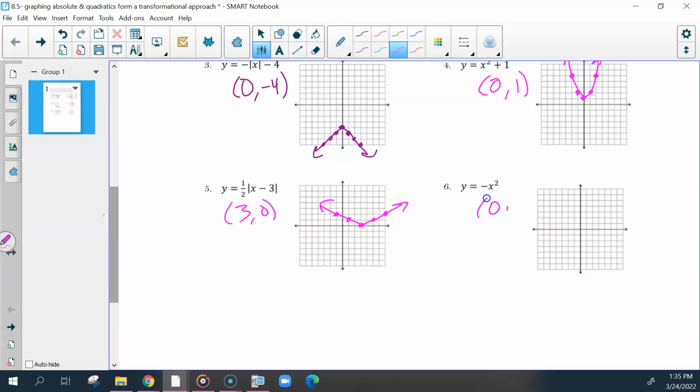For this last one, it's just taking the parent function and flipping it upside down. So the vertex would still be 0, 0. But now instead of 1, 1, it's going to be 1, negative 1. Instead of negative 1, 1, it's going to be negative 1, negative 1. Instead of 2, 4, it's going to be 2, negative 4. Instead of negative 2, 4, it's going to be negative 2, negative 4. And again, you can check that if you so wish. I'm not going to because I know we did a lot of the transformation stuff before. So now you have time to go and practice.